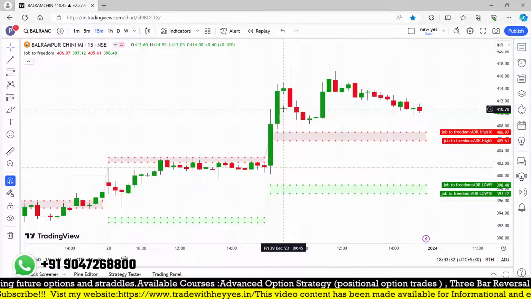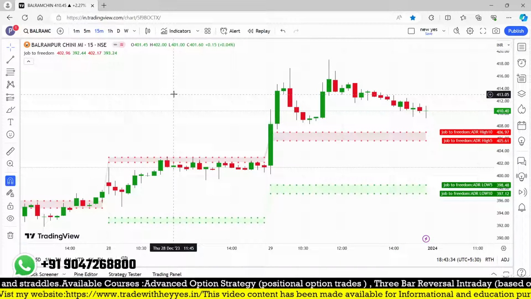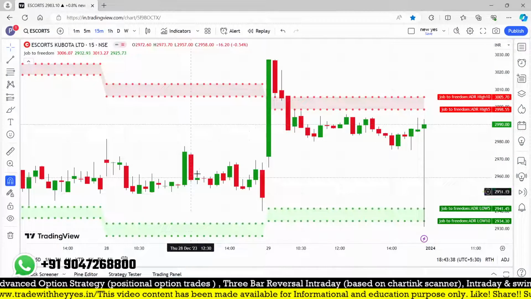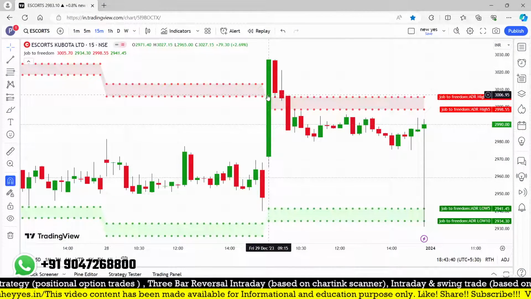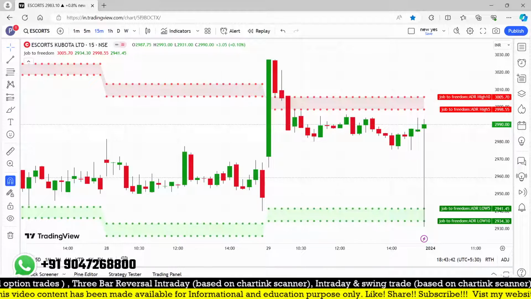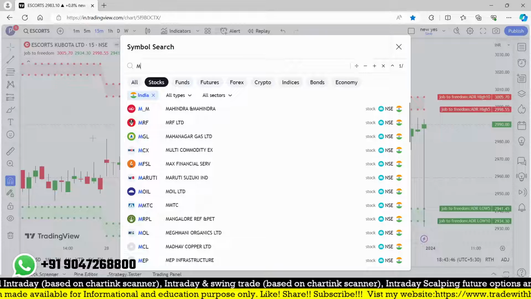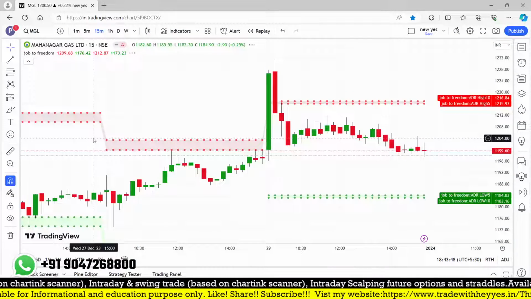It breaks and it is also giving you some movement, 410 to 418. And for the S cards, you need to check if it is not broken the high, and also it is a big one. So it is not giving you the opportunity first of all. MGL. So these are all the stocks forming the first 15 minutes range.